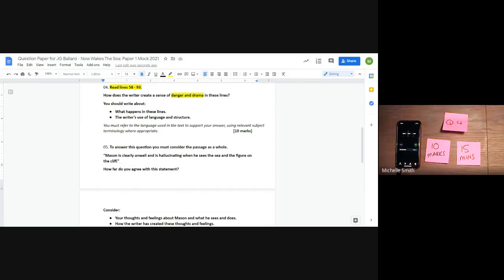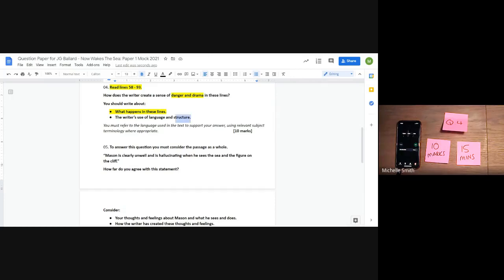So look at how the writer uses the senses. So don't just think about what's described visually. Is there any sense of smell or sound or taste that Mason is describing? So this question reminds us we need to be looking at what happens in these lines. Seems quite obvious. And also it suggests that you might want to talk about the writer's use of language and structure.